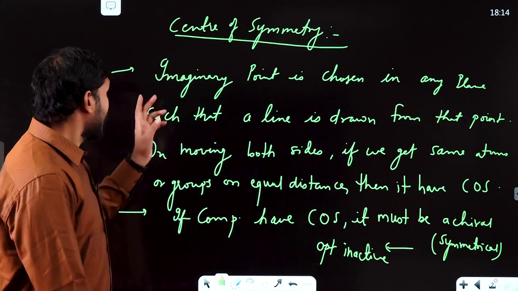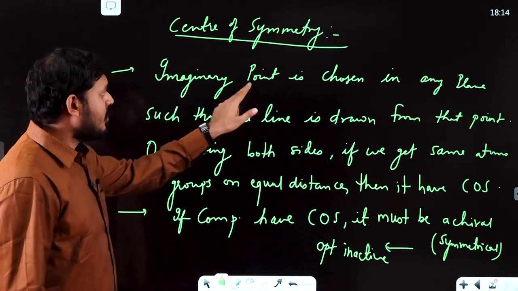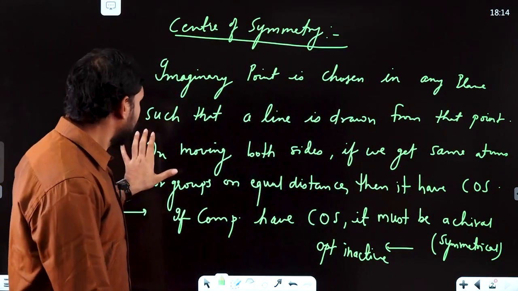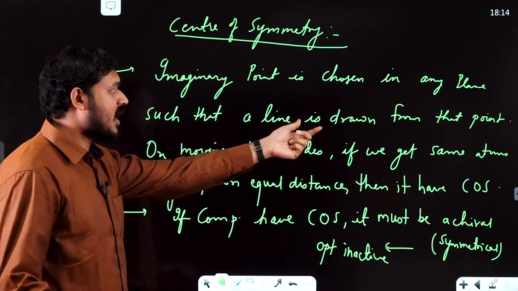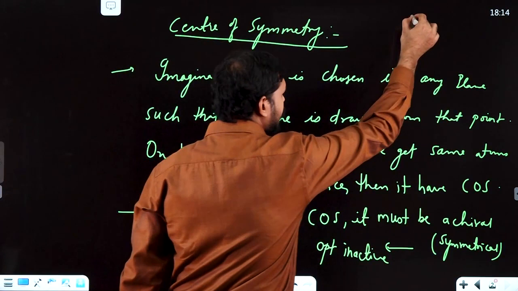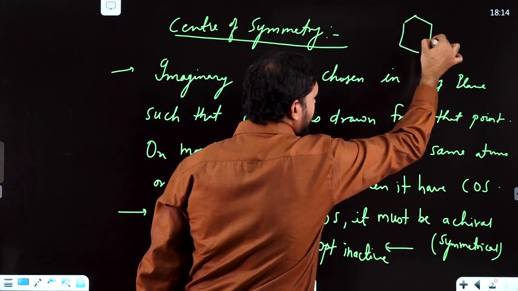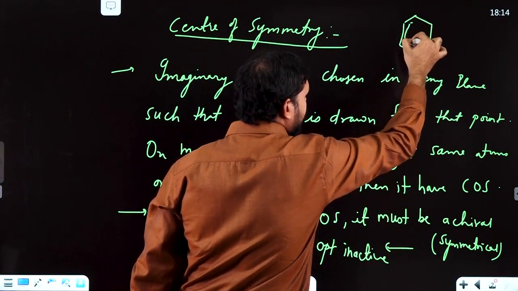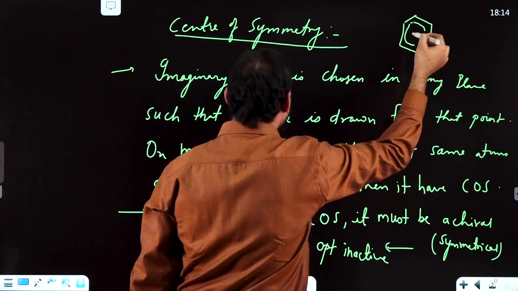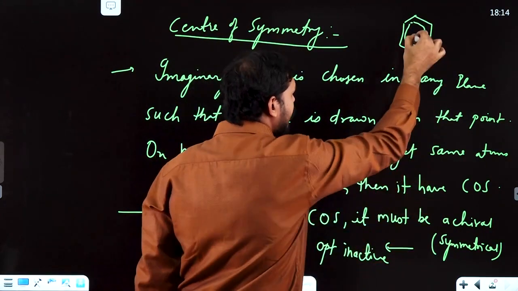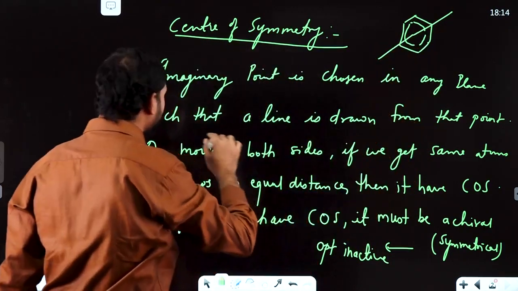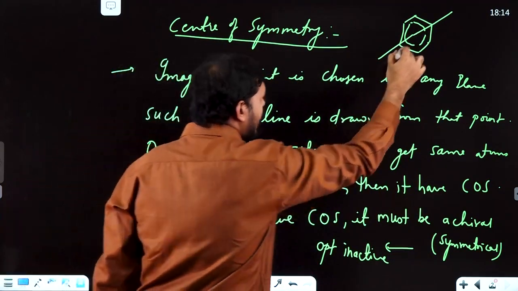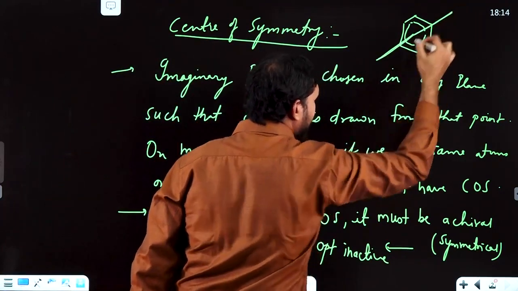So guys, let me explain. An imaginary point is chosen in any plane of the molecule such that a line is drawn from that point. So this was our benzene. An imaginary point is chosen, any point can be chosen. So this point, you have drawn this line, on moving both sides, on moving this side and this side.